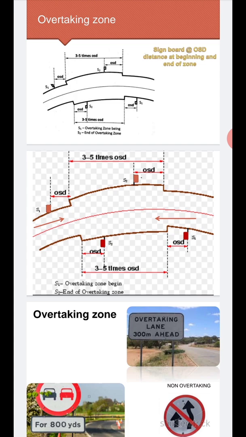This is a simple diagram which we need to draw. S1 is the signpost which mentions that the overtaking zone starts, and S2 is before the overtaking zone ends. We need to provide a distance of 1 OSD before the overtaking zone ends, so that the driver should be in his lane. The zone length should be 3 to 5 times the OSD distance, like the signboards which we see on the roads.